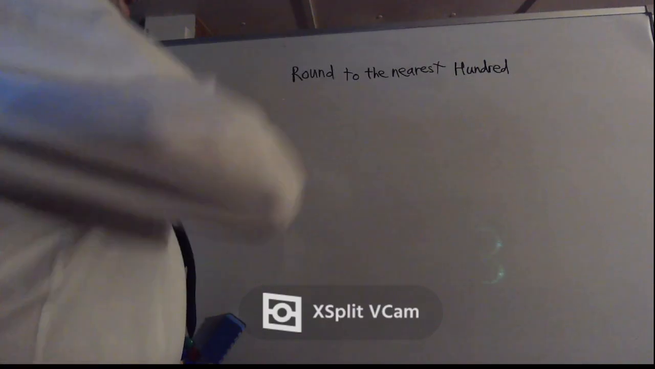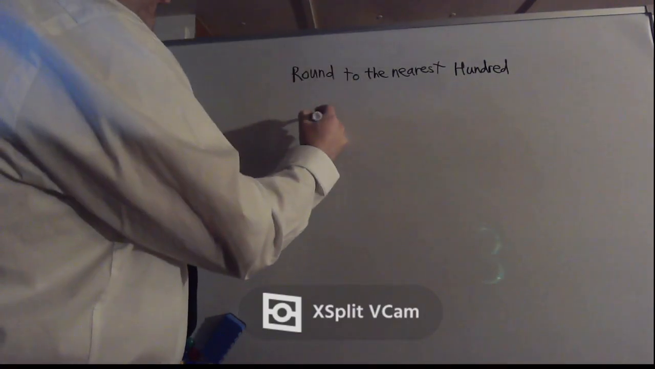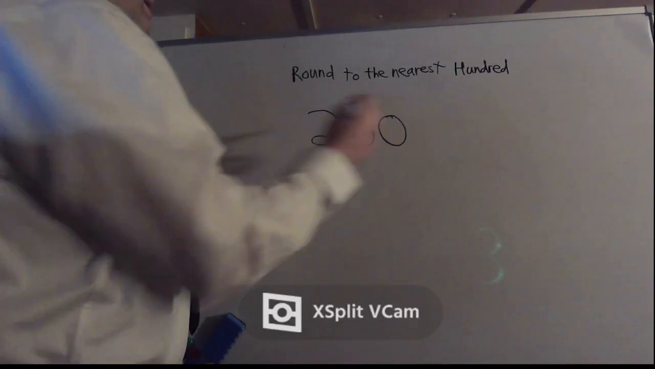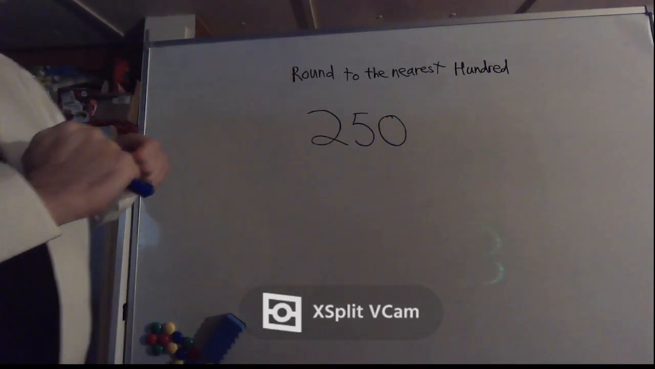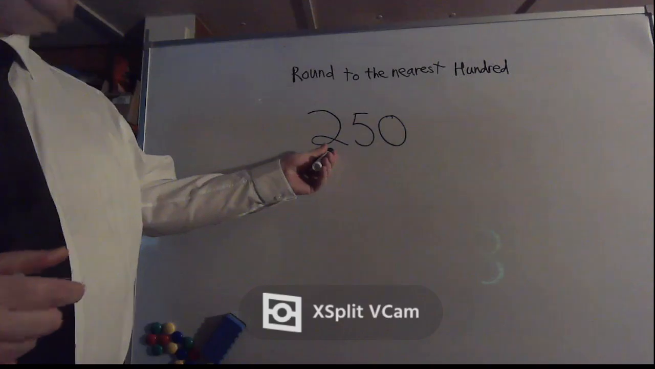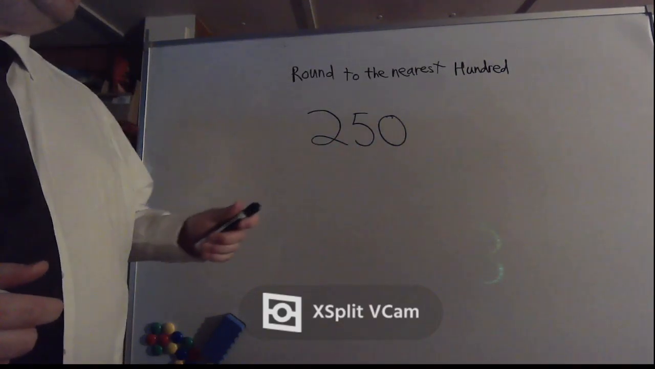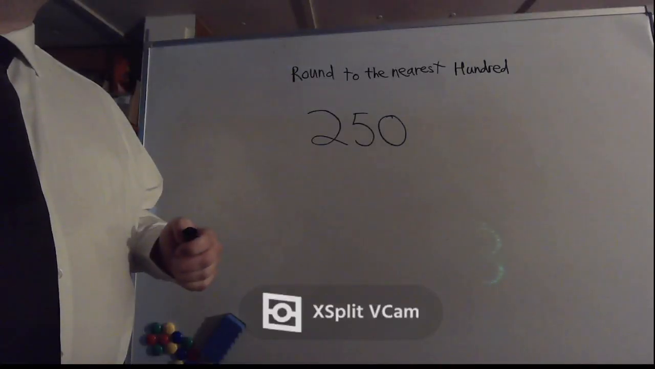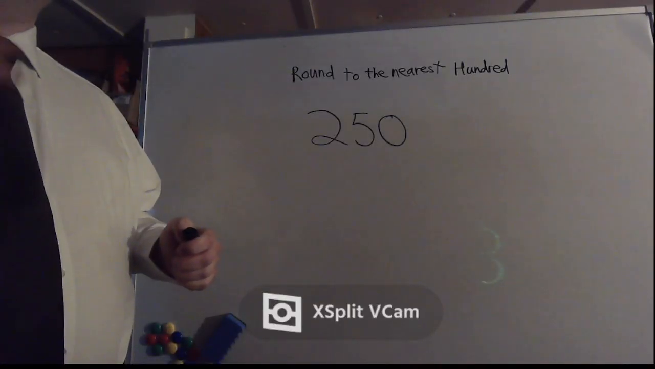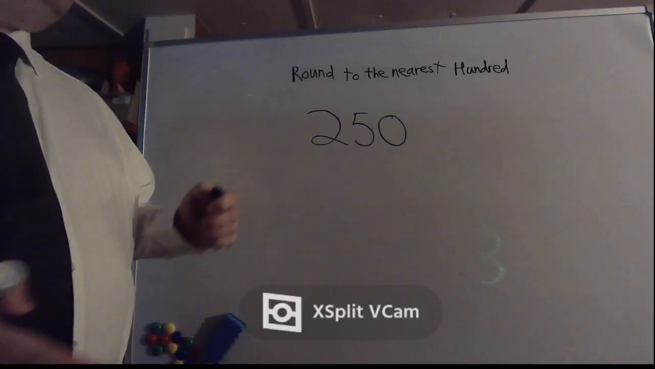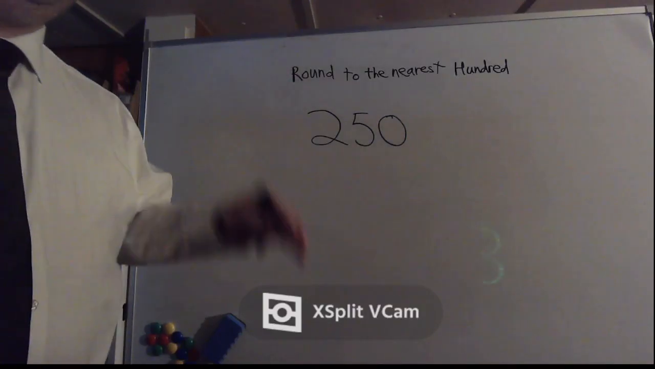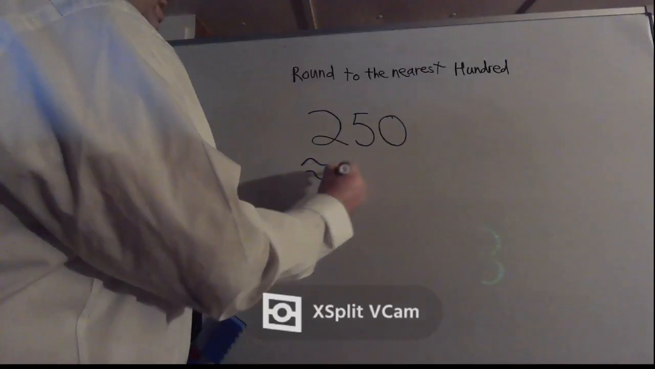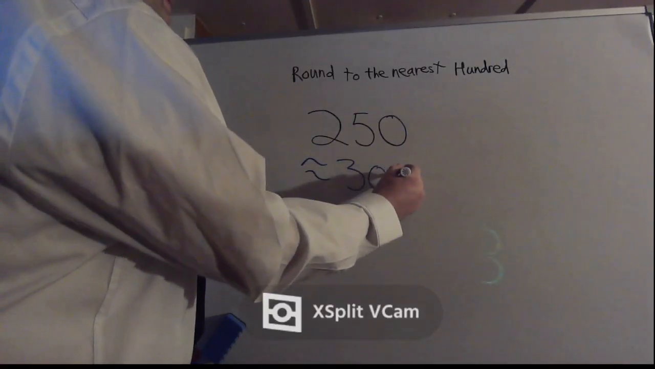How about if I have it right on the dot here? 250. We want to round that to the nearest hundred. So we have a 2 in the hundreds spot. Immediately to the right of that is a 5. Well, remember, 5 or higher, we round up. If it's 4 or lower, we round down. So 250 will round to approximately 300.